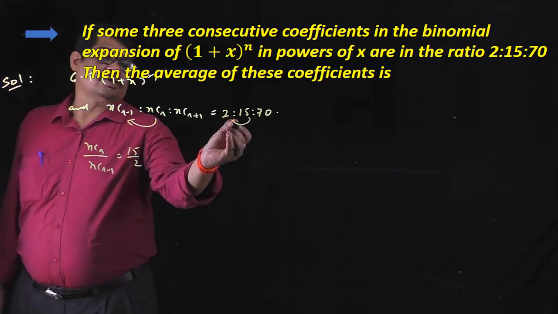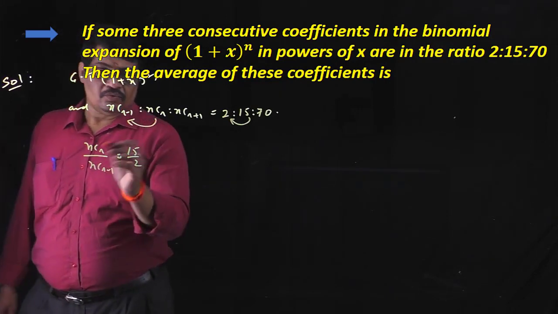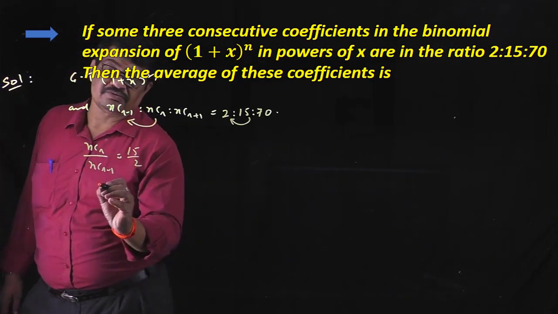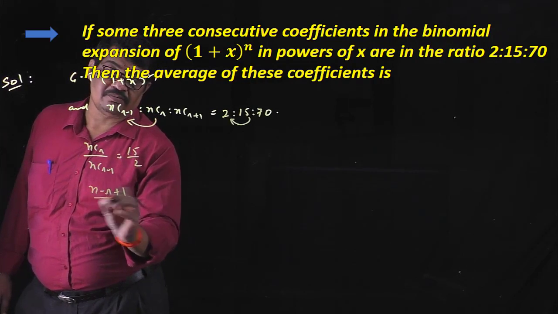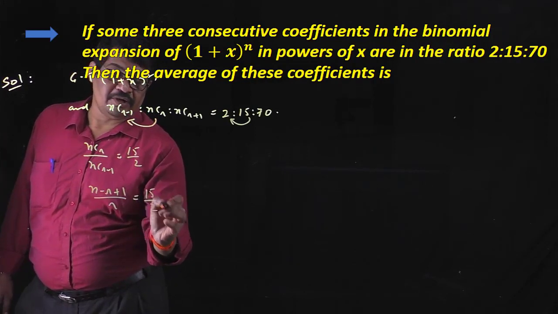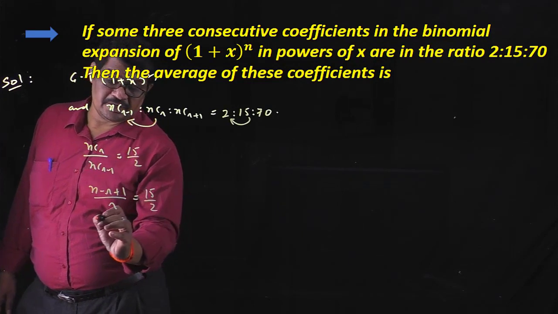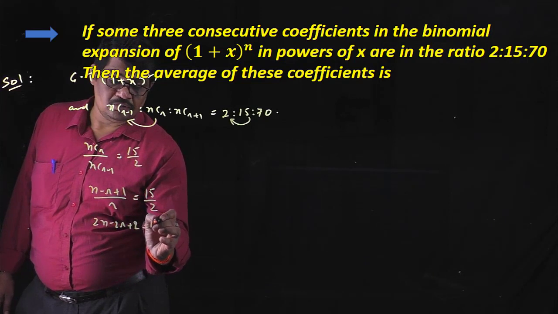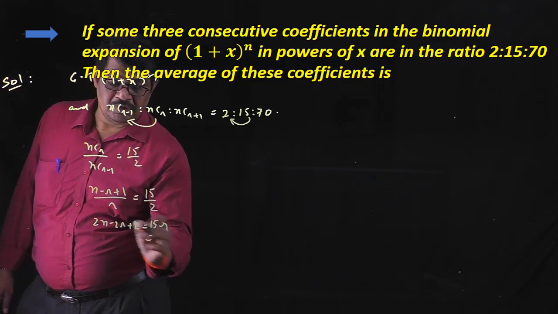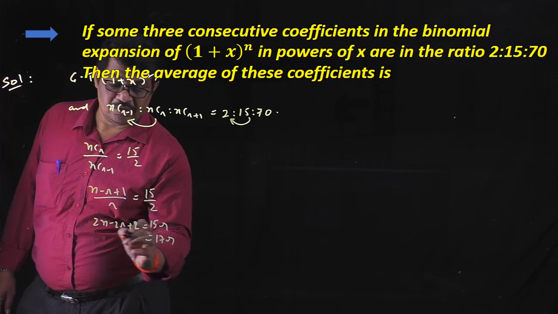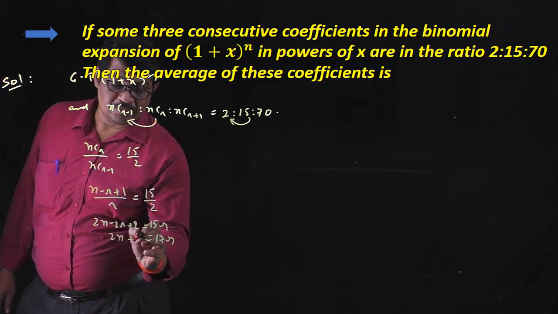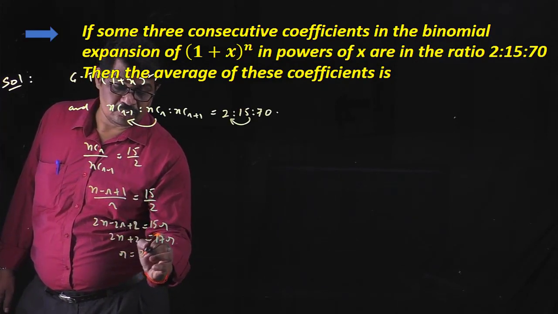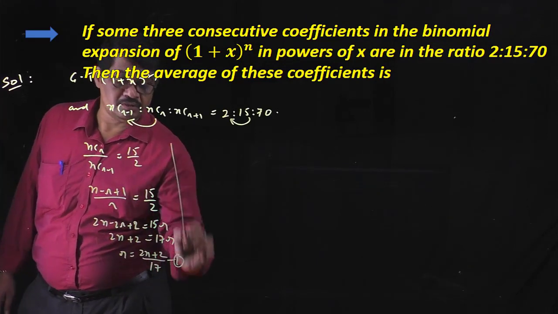Now we take these two relations. What is the formula? nCr by nCr minus 1 is (n minus r plus 1) by r, that is 15 by 2. From that we get 2n minus 2r plus 2 is equal to 15r. So 2r is moving to this side, that is 17r is equal to 2n plus 2. From that r is equal to (2n plus 2) by 17. This is equation 1.